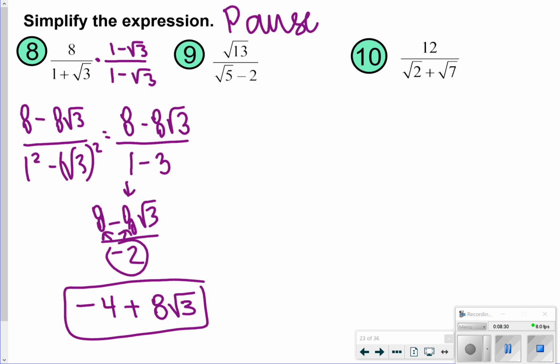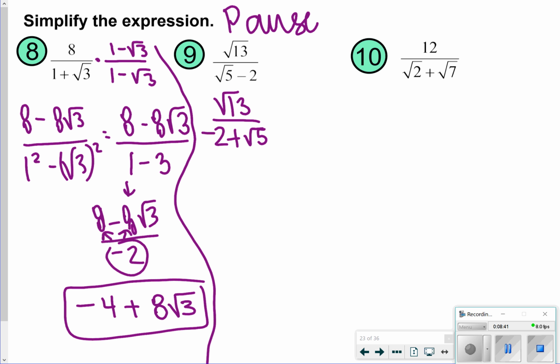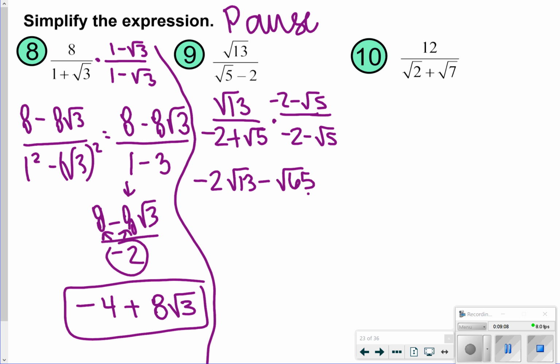Okay. For number 9, what I did first in number 9 is I rewrote it so that the constant would be shown first. So this is what I did. And then I went ahead and did my conjugate. So I'm going to multiply both sides by negative 2 minus the square root of 5. And then go and start simplifying. So I'm going to get on the top, negative 2 times the square root of 13, and then minus the square root of 65, because 13 times 5 is 65.